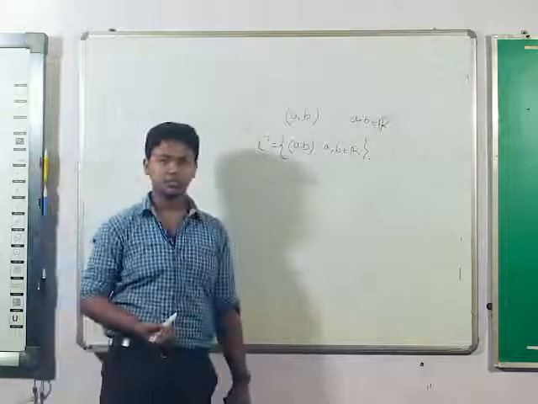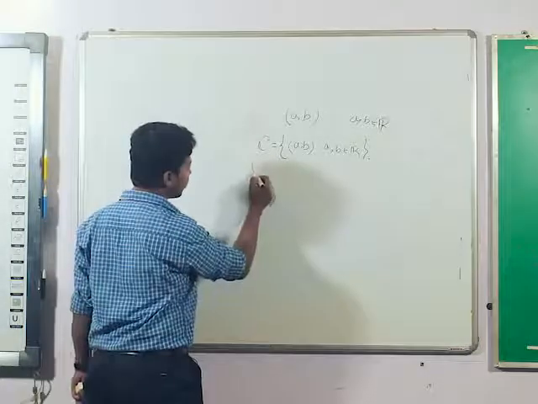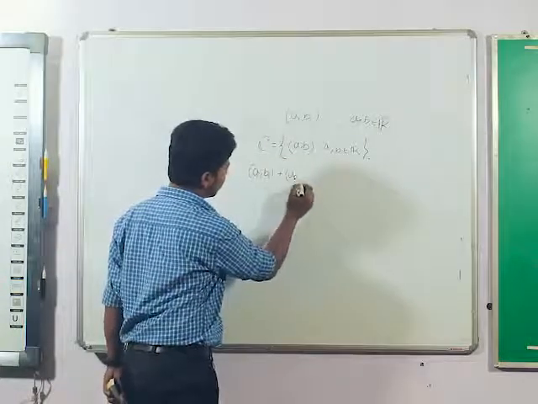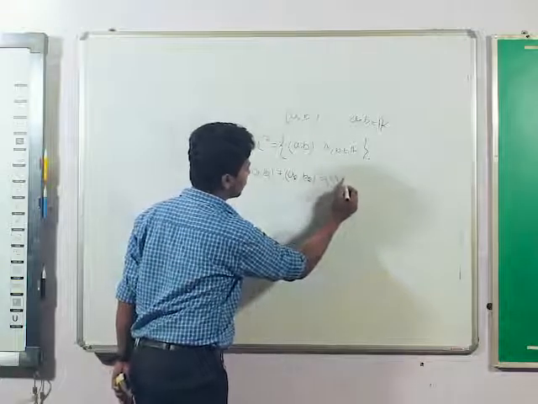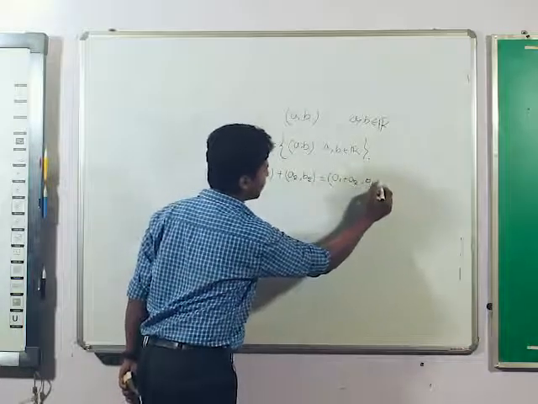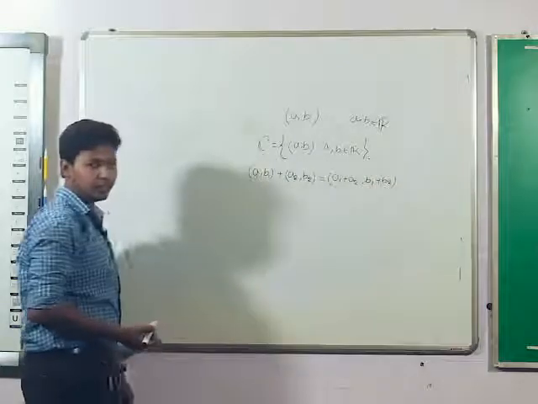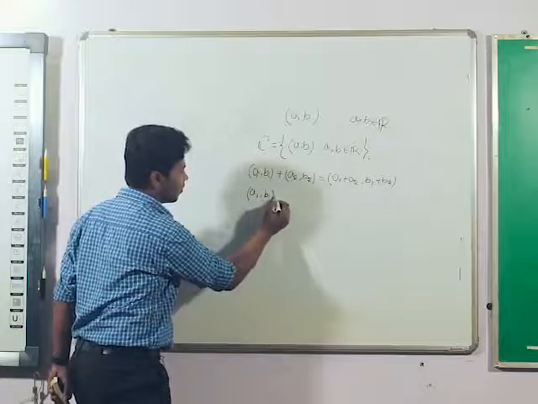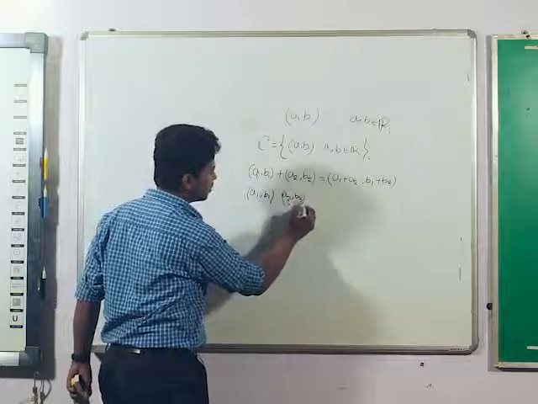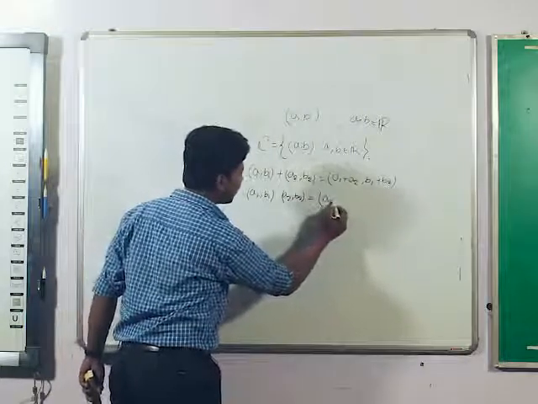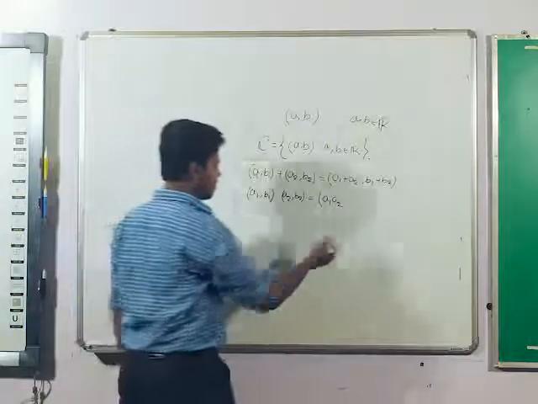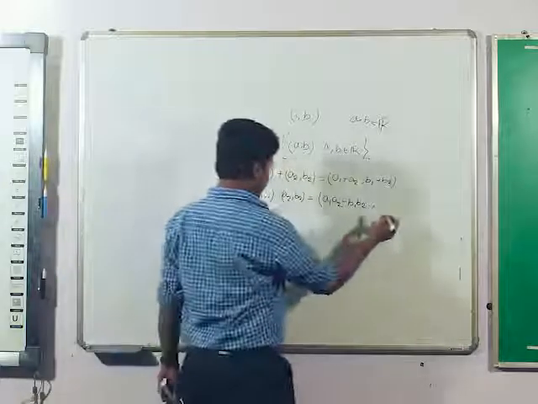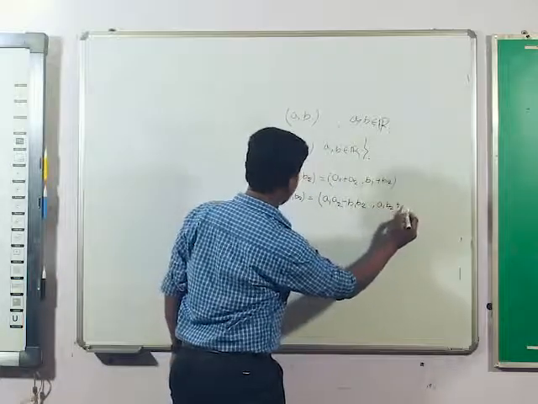Here addition and multiplication are defined by (a1, b1) plus (a2, b2) equal to (a1 plus a2, b1 plus b2). And next we define the multiplication such as (a1, b1) multiplied by (a2, b2) is equal to (a1 a2 minus b1 b2, a1 b2 plus b1 a2).